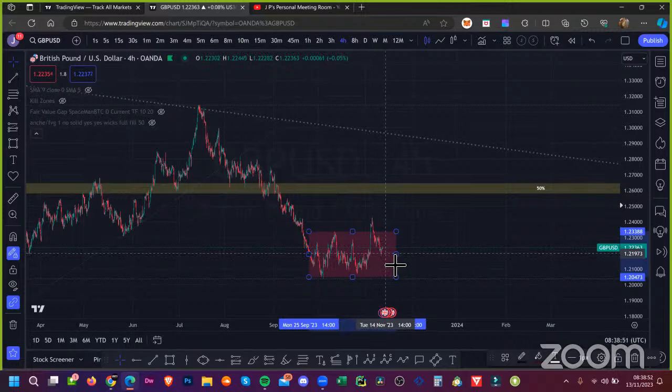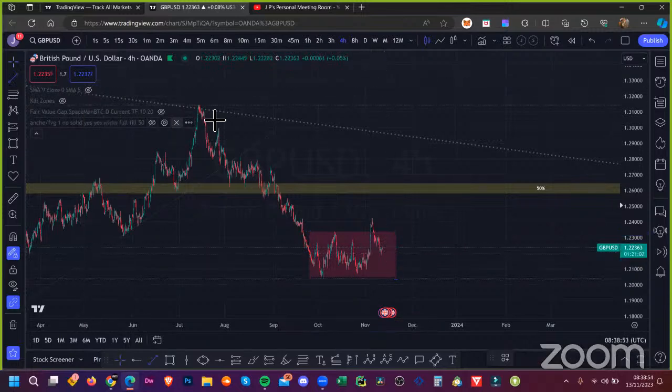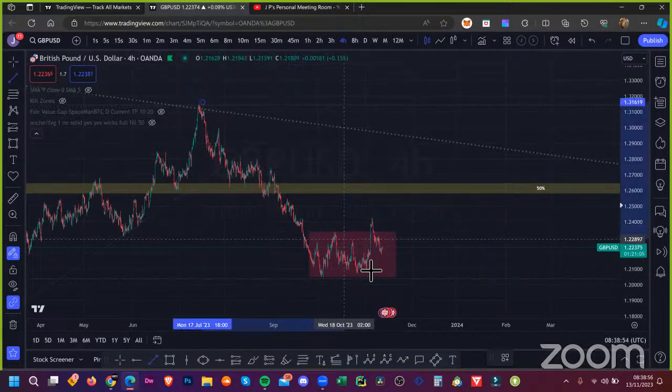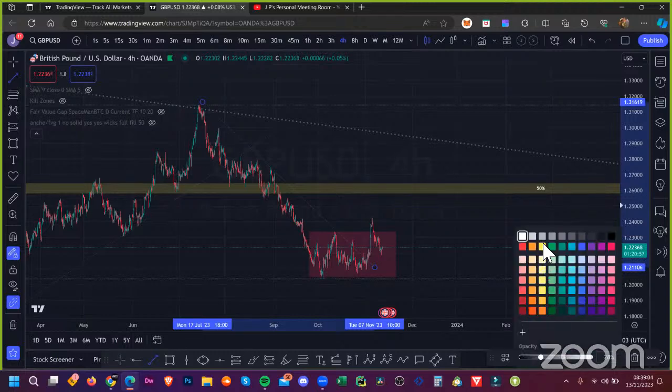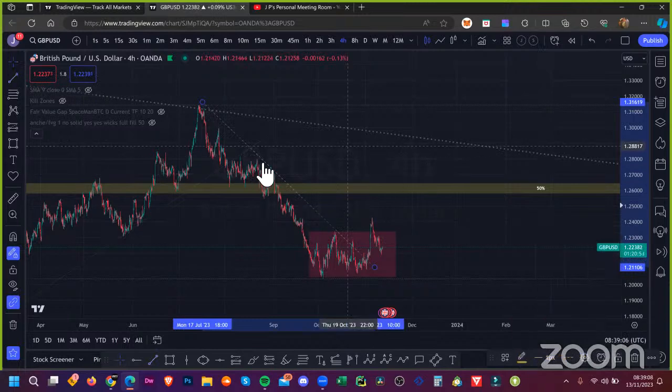Now, if I was to put in some further lines, like I said, here would be a trend line I'd put in. And I'm going to make it a bit brighter so we can actually see it. I'm going to do that. And I'm going to do this. And it's not even that bright. Let's do that. Okay, I'll put in these lines.